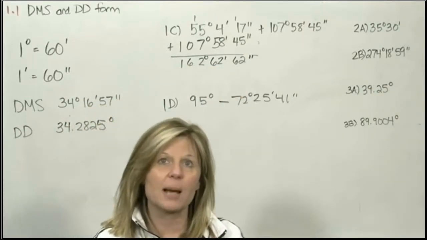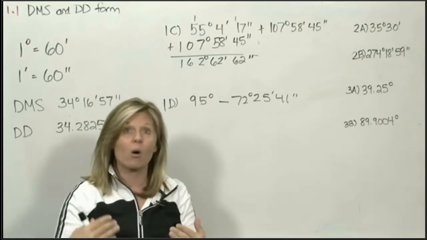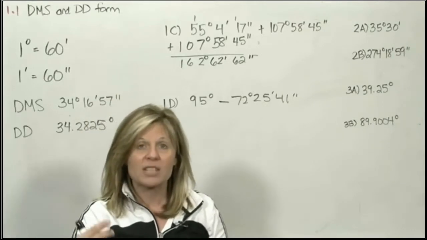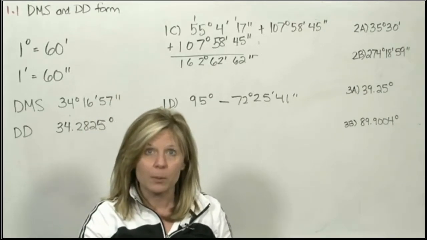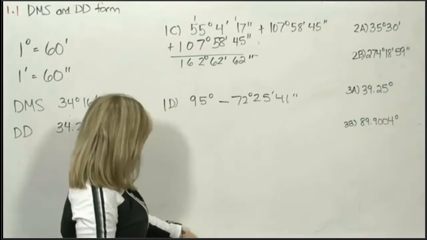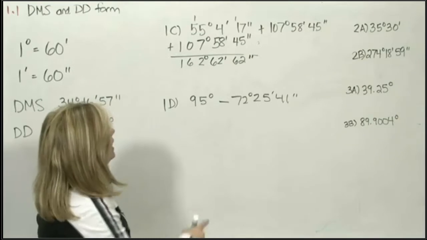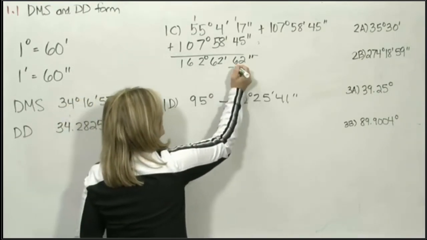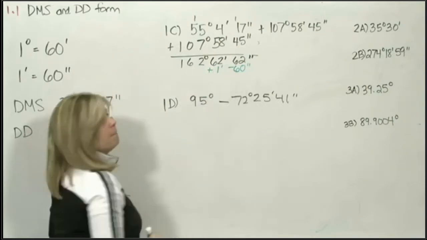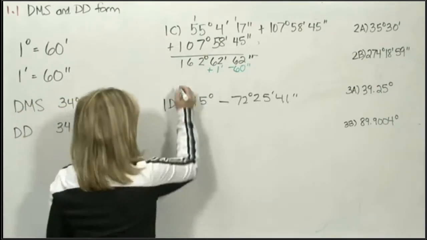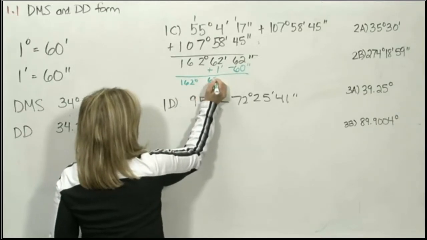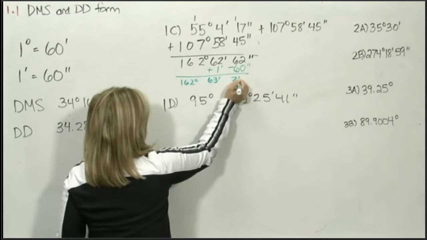But that is an unacceptable answer because we know in our world there's no such thing as 62 seconds, because every 60 seconds makes a what, people? That's right, a minute. So we're going to do some exchanging. If I take away 60 seconds, that would make me have another minute. Make sense? So now I have 162 degrees, 63 minutes, and only 2 seconds.